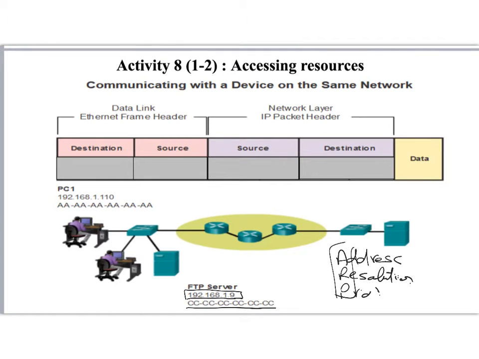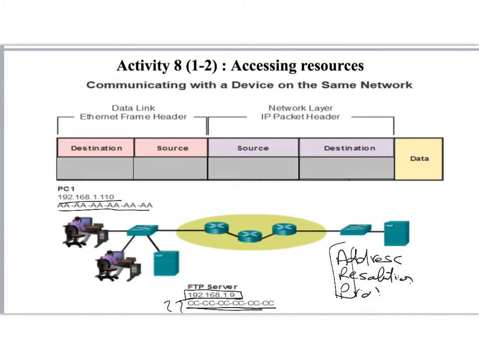Okay, so I use ARP to learn the physical addresses of the people inside my house, or the computers inside the LAN, inside the same local area network. So the way to do this is, remember, I have my own IP address, I have my own physical address, I have the IP address of that FTP server. What I need to know is this. PC1 needs to know this physical address.